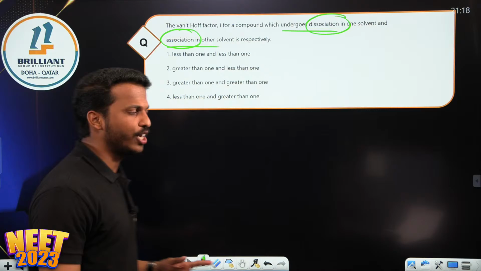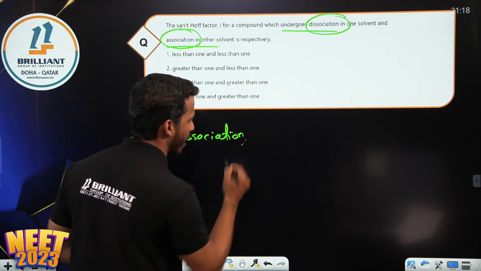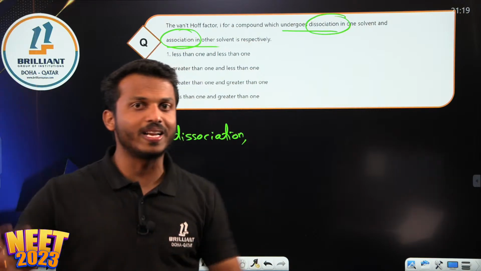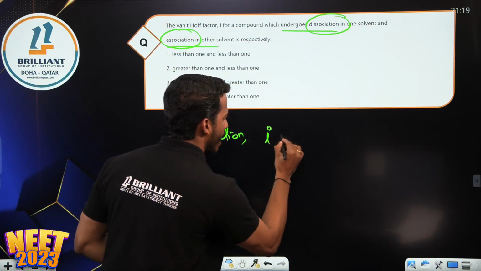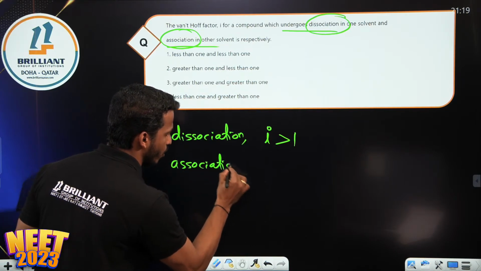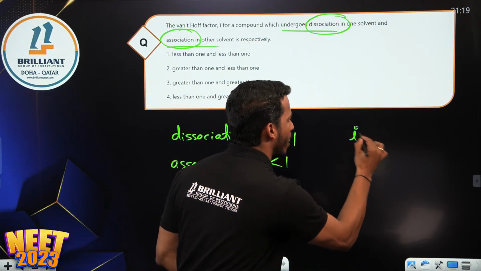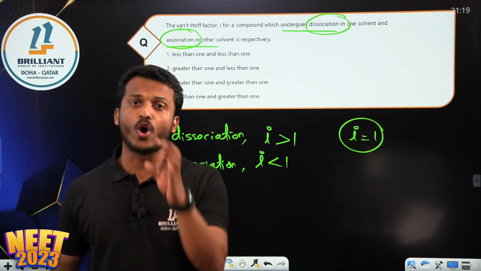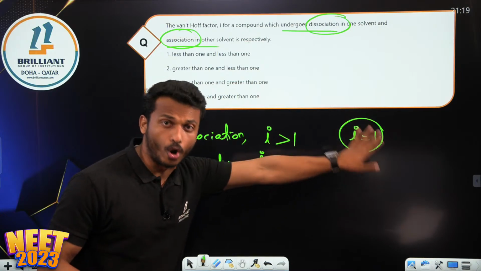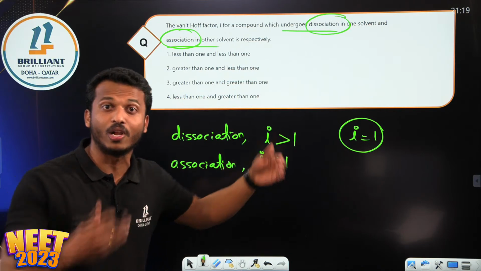During dissociation, you know very well, the I value increases, because during dissociation the number of particles increases. So during dissociation, I value is greater than 1. During association, I value is less than 1. And I value is equal to 1 for non-electrolytes, which won't undergo further dissociation. So during dissociation, I value greater than 1; during association, I value less than 1.